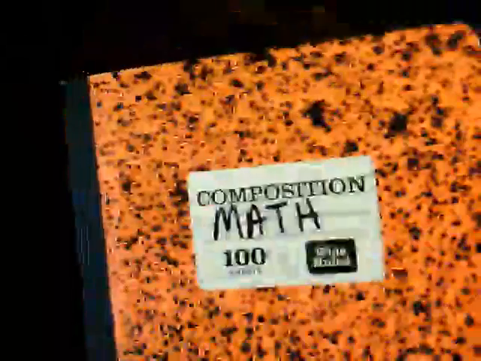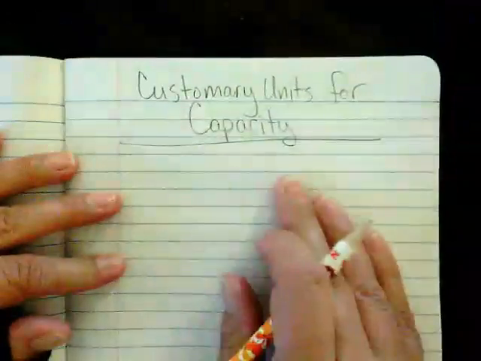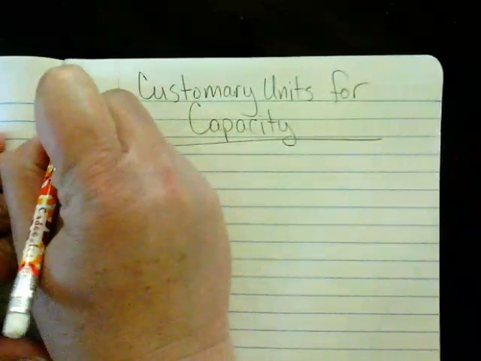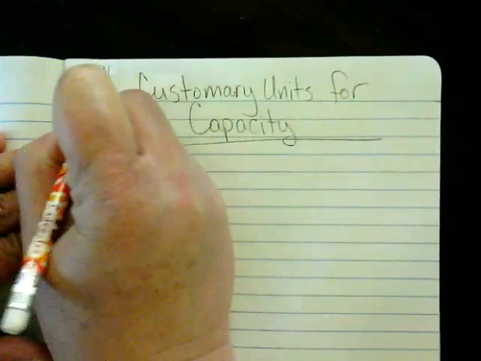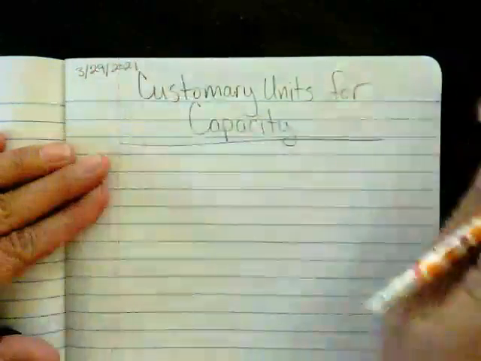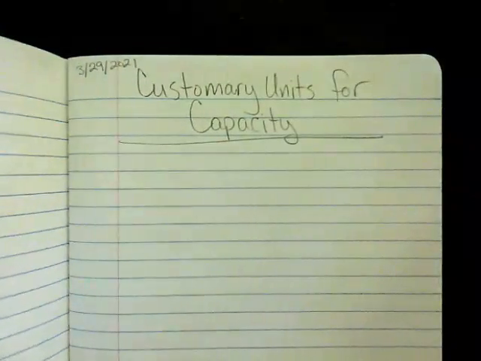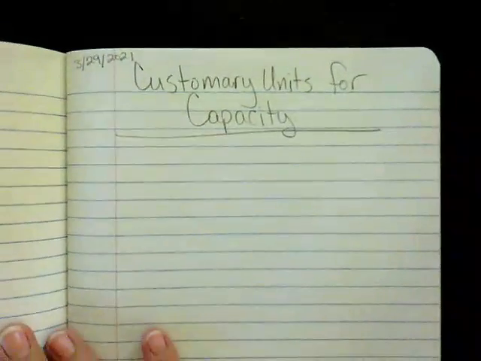Okay, so I am in my math journal, and I've opened up to the first blank page, and I've written my title, Customary Units for Capacity. I need to make sure that I add the date and the page number that you're on. My page numbers are all sorts of off, so I'm not going to write mine in there and confuse anybody.